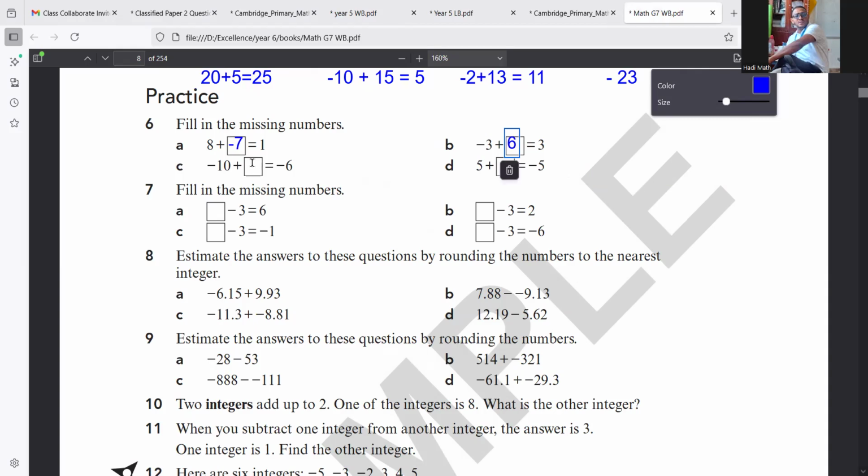Let's go to question number C. We have negative 10, and the answer is still negative. That means we have a positive number whose absolute value is less than the absolute value of negative 10. Which means this number should be a positive number, which is 4. So to give you a negative 6. This number is positive, and the answer is negative. So that means you have a negative number here. This negative number here should be giving you what? Giving you negative 5. That means this is negative 10. Because negative 10 and positive 5 give you a negative 5.